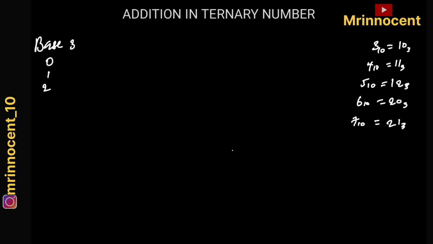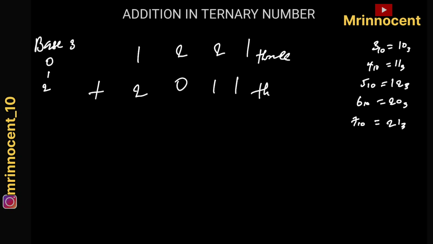Let's look at another example. We have 1221 base 3 plus 2011 base 3. 1 plus 1 is 2. 2 plus 1 is 3, and 3 in base 3 is 0, remainder 1. Take it to the next one.